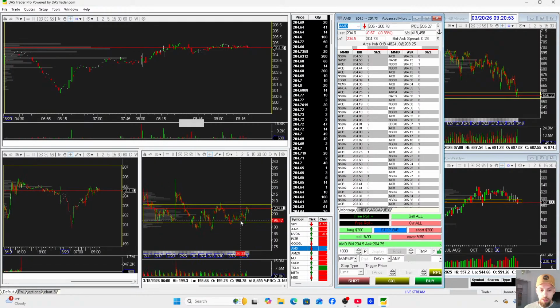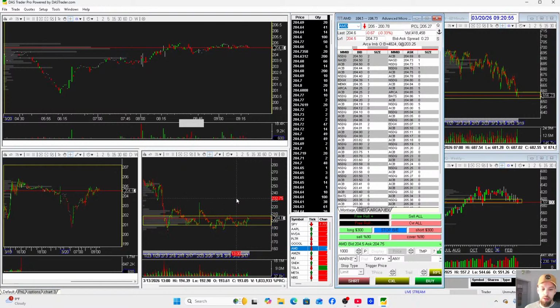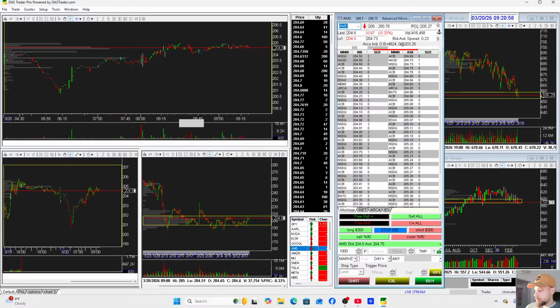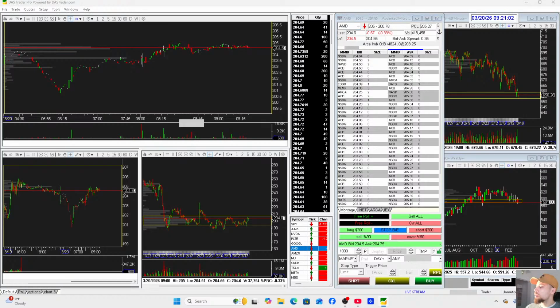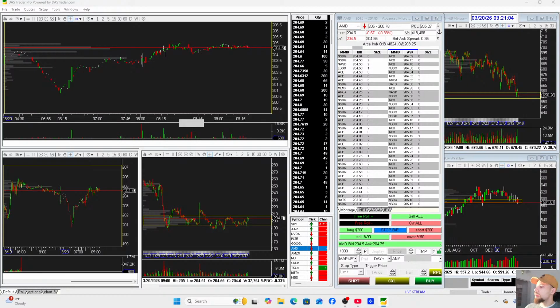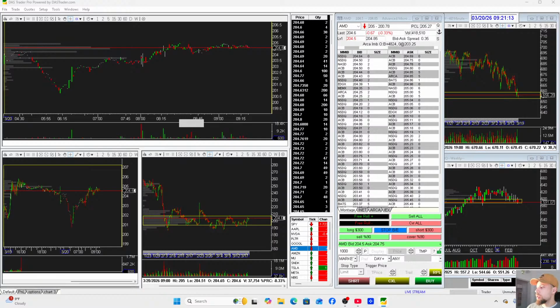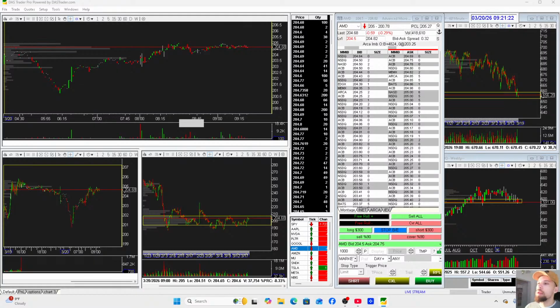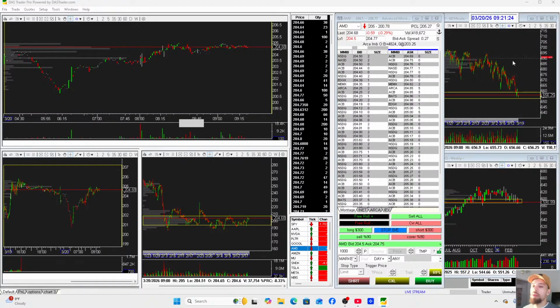AMD. Throw AMD on one of these charts. I think it's at a good area to watch, fairly close to resistance. Nine minutes until the open. Have a little bit longer to go.